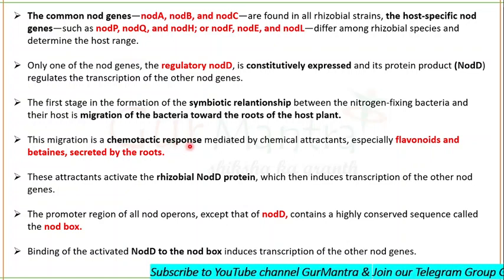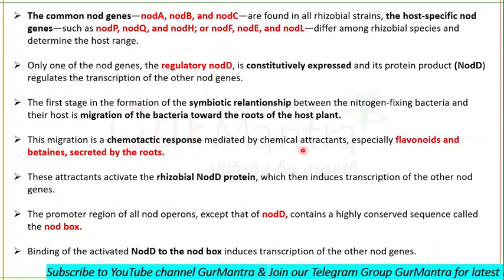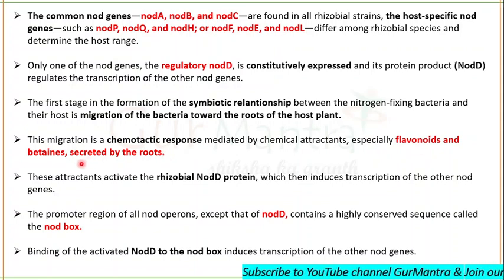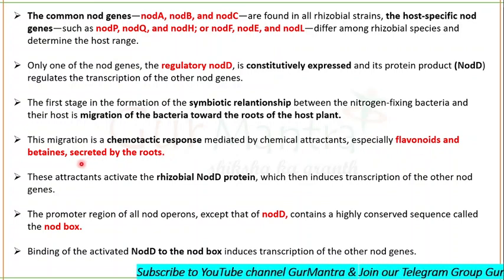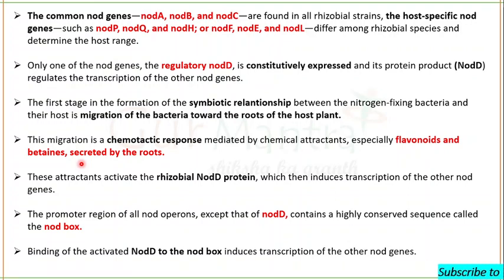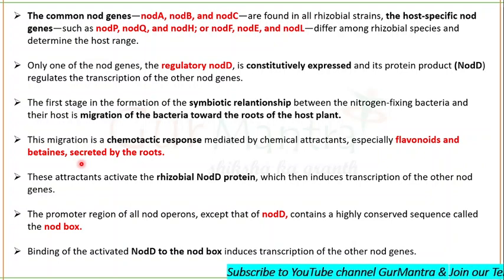This chemotactic response is mediated by special chemical attractants known as flavonoids and betaines, which are secreted by roots. It means the root secretes some flavonoids and betaines, and as a chemotactic response, bacteria show migration toward the roots.